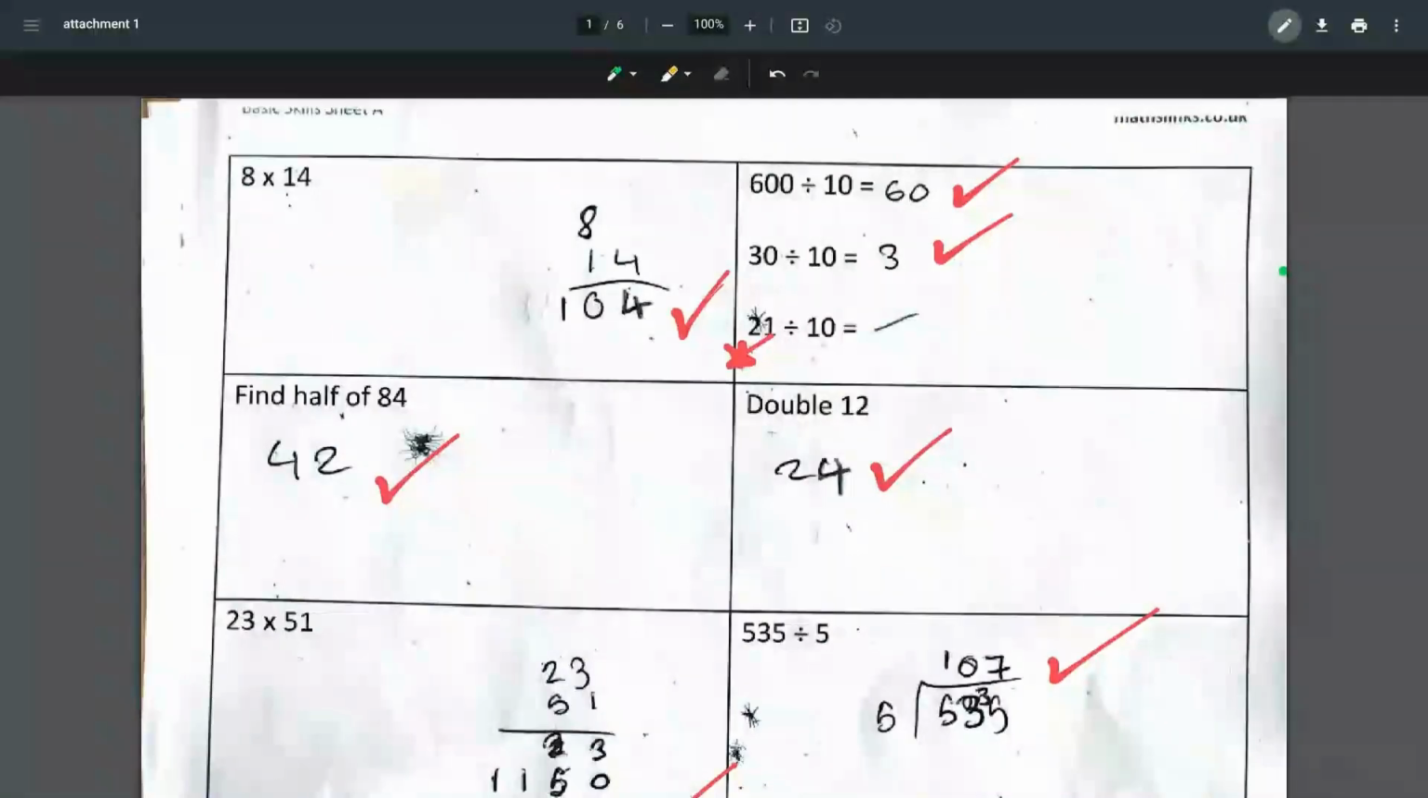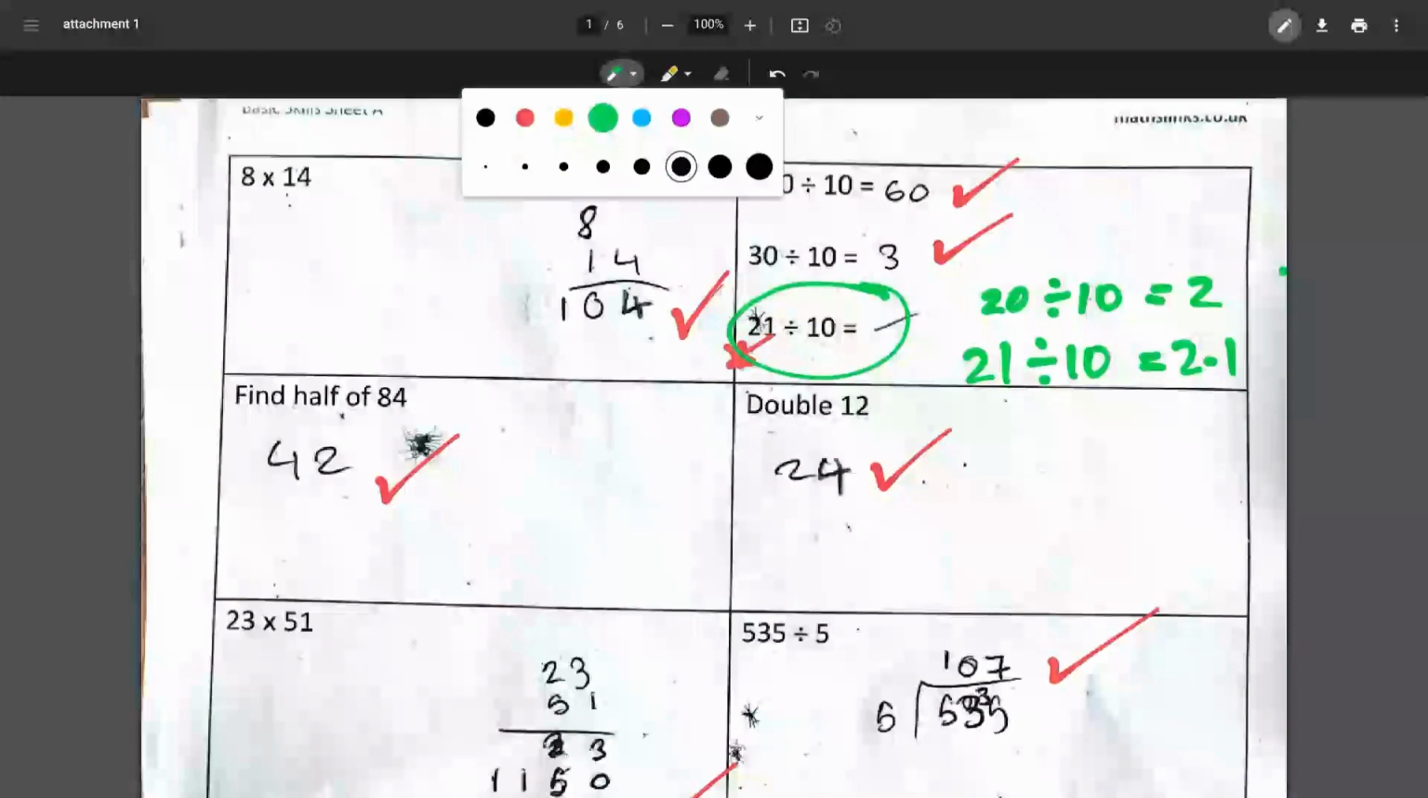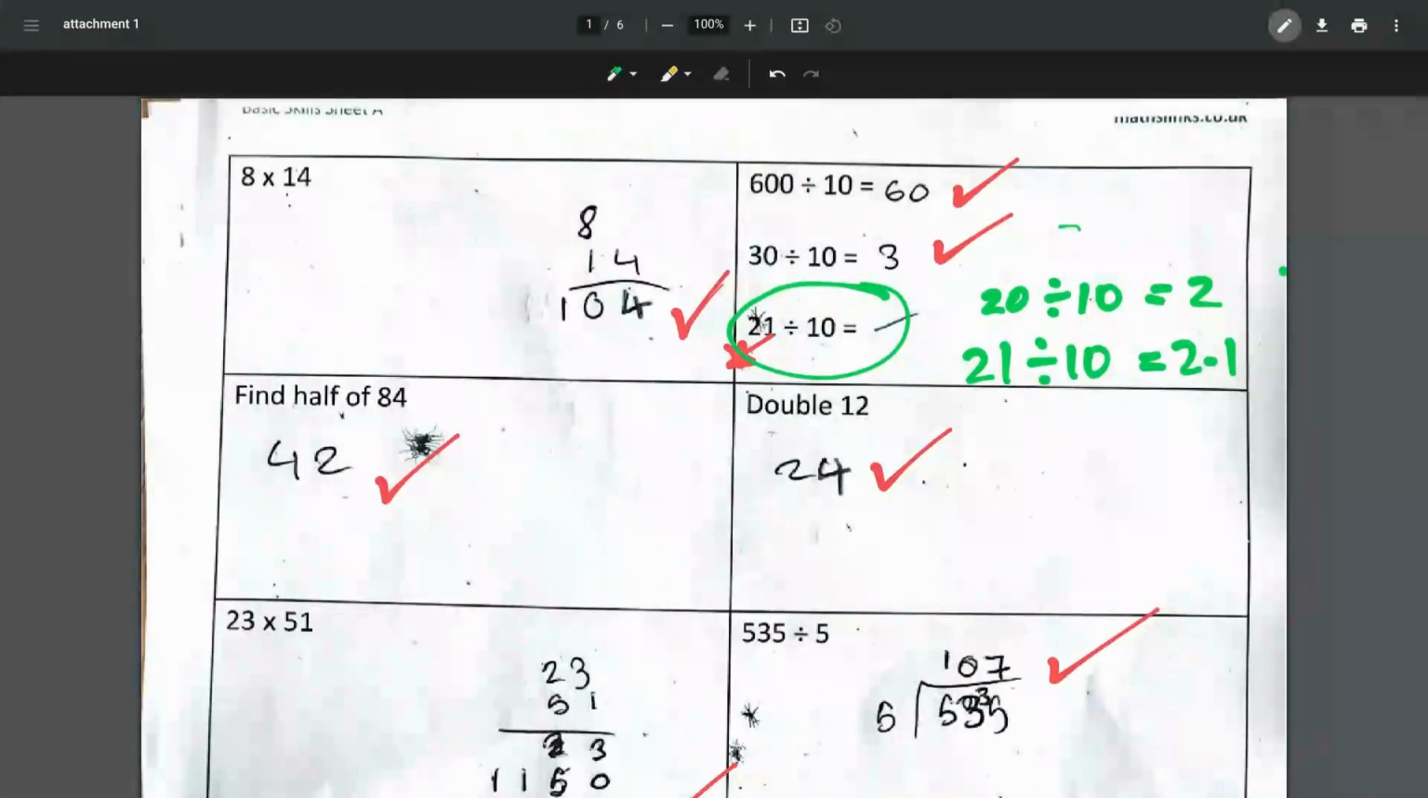So starting here, this question, 21 divided by 10, well, 20 divided by 10 is 2. So 21 divided by 10 is 2.1. So they all just move down a column. All the numbers move down, so 30 became 3.0. That's why it was that. We just don't put the 0.0 if we don't need to, but for the case for 21 we do.